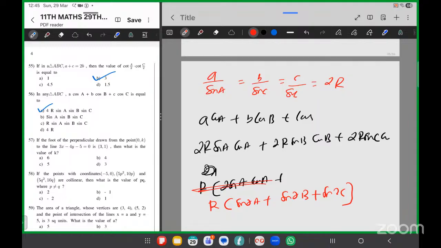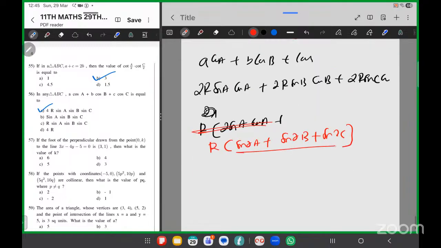Sin 2A plus sin 2B plus sin 2C, that is also another shortcut. Its value is 4 into sin A, sin B, sin C. So the answer is 4R sin A sin B sin C. It is better to remember that in a triangle ABC, sin 2A plus sin 2B plus sin 2C is always equal to 4 sin A sin B sin C. So it is a shortcut. So option A is the correct answer.